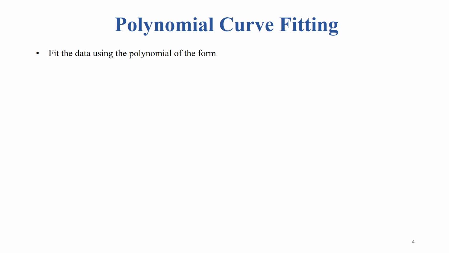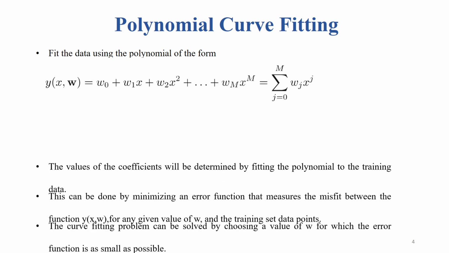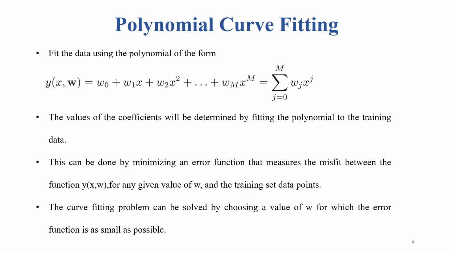Fit the data using the polynomial of this given form. Here, the values of the coefficients will be determined by fitting the polynomial to the training data. We have to minimize an error function that measures the misfit between this function for any given value of w and the training set. This curve fitting problem can be solved by choosing a value of w for which the error is as small as possible.